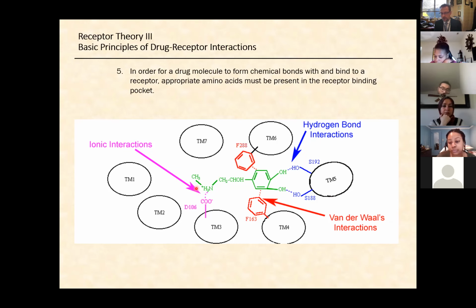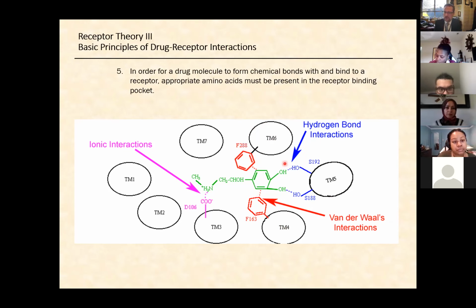The amino group here, the terminal amine in epinephrine, forms an ionic interaction with a negatively charged carboxyl group on transmembrane region 3. Over here, the catechol ring forms a van der Waals interaction with the phenylalanine at position 163 in TM4 and the phenylalanine in transmembrane 6 at position 288. So we have two van der Waals interactions going on. The green catechol ring is actually sandwiched between the two phenylalanines.